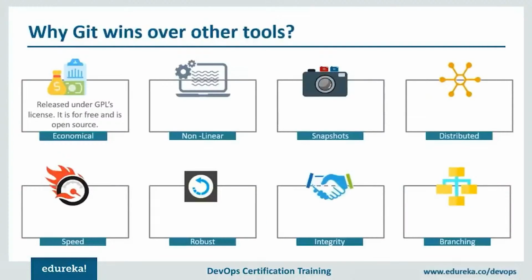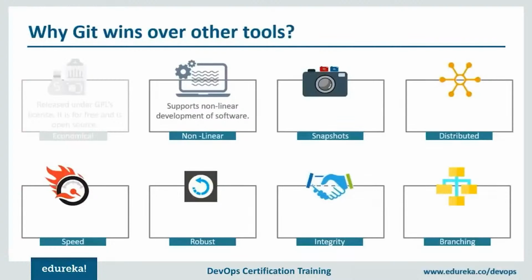Well, Git offers many features due to which it wins over the other tools. So let's start with the features of Git. The first feature on the list is that Git is economical. Git is released under the GPL license, it is free and it is open source. So that makes Git economical. Next, Git is non-linear. Git supports non-linear development of software. When you're working with Git, it records the current state of your project by creating a tree graph from the index. And as you know, the tree is a non-linear data structure. It is in the form of a directed acyclic graph, which is popularly known as DAG.